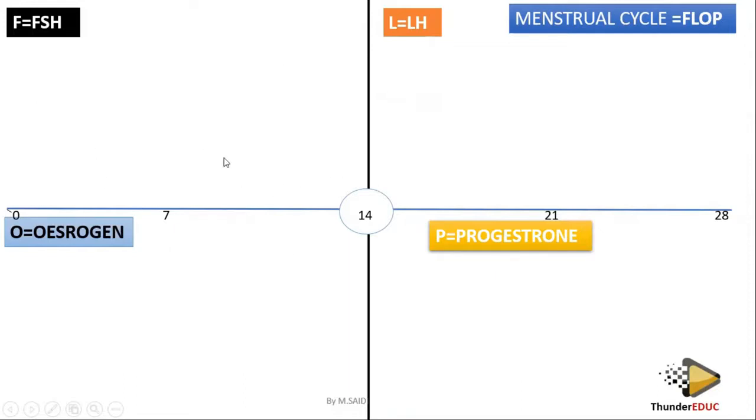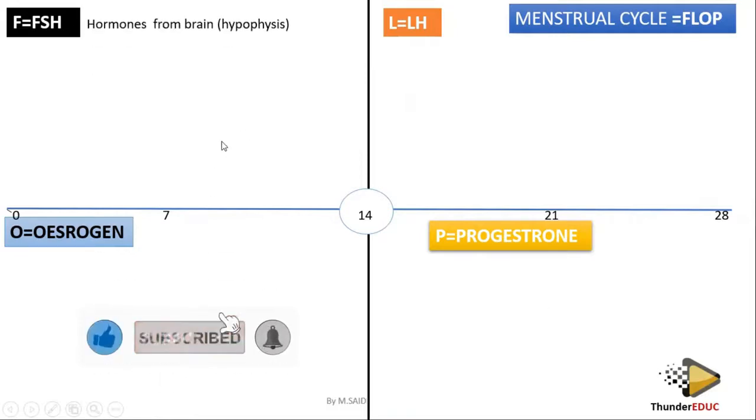So before I start, this hormone is going to be working in this box, this hormone in this box, this hormone in this box, and the same for this hormone. From there, you need to know where they are being produced from. These two hormones are being produced from the brain, basically.